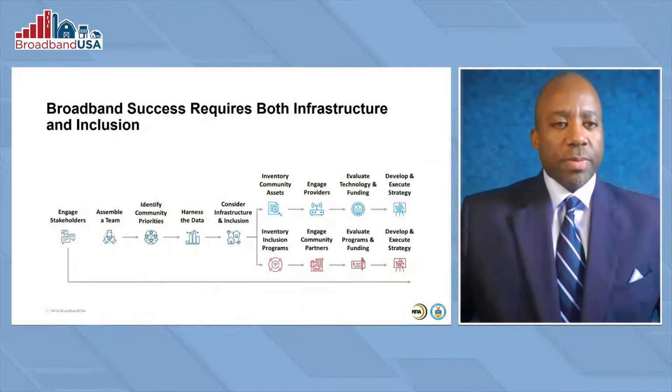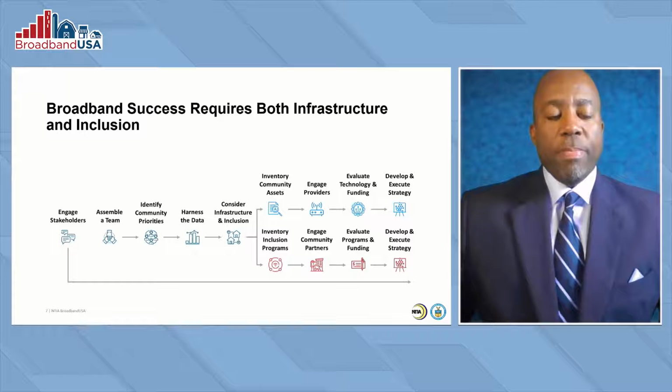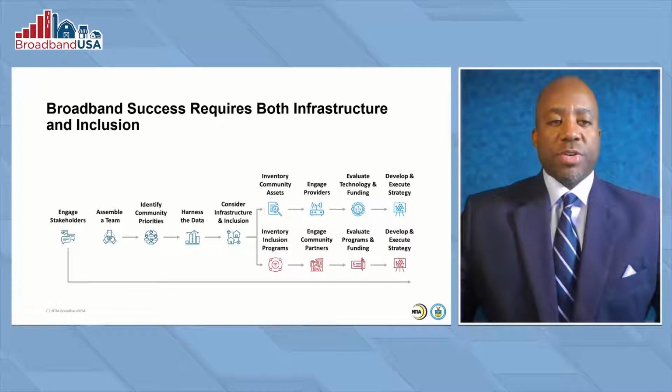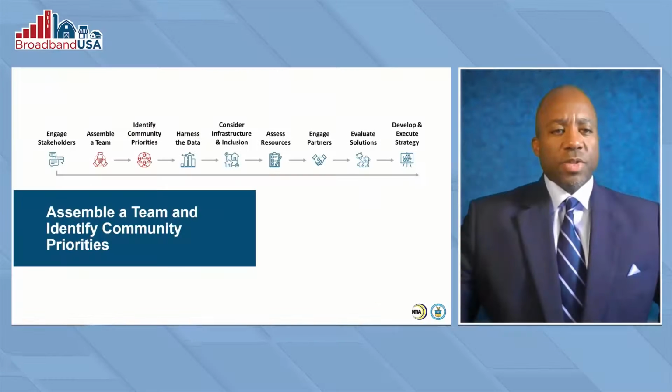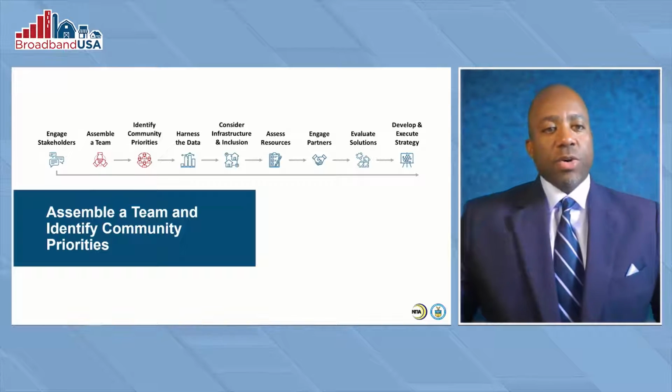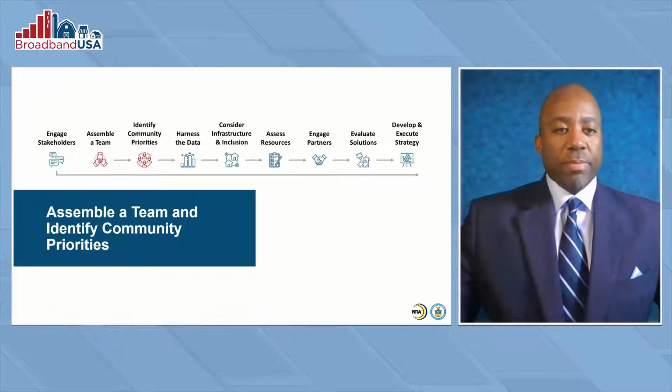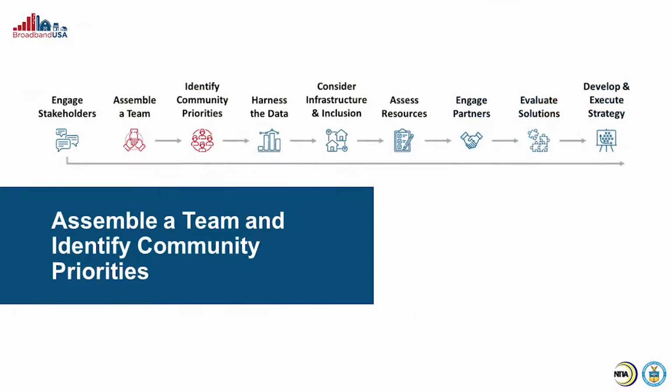So let's look at the continuum. As I stated in the introduction, broadband success requires both infrastructure and inclusion, right? So we're going to engage our stakeholders. We're going to assemble our teams. We're going to harness the data. We're going to identify priorities. And then we're going to get to that point where we have to include both an infrastructure strategy and a human capital strategy. That is that digital inclusion, that access, that equity. So let's deal with the first step, right? Engaging stakeholders is a full continuum, and we'll talk about that a bit later. But the first step is assembling that team to identify those community priorities.